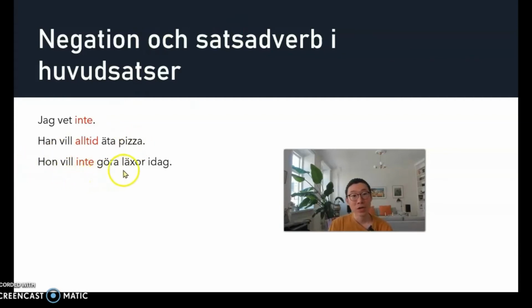Hon vill inte göra läxor idag. She doesn't want to do the homework today, sorry. Hon vill inte göra läxor idag. Vill inte på svenska. Så negation och satsadverb i huvudsatser placeras efter verbet. So both negation and other adverbs that describe the main verb should be placed after the main verb in Swedish.